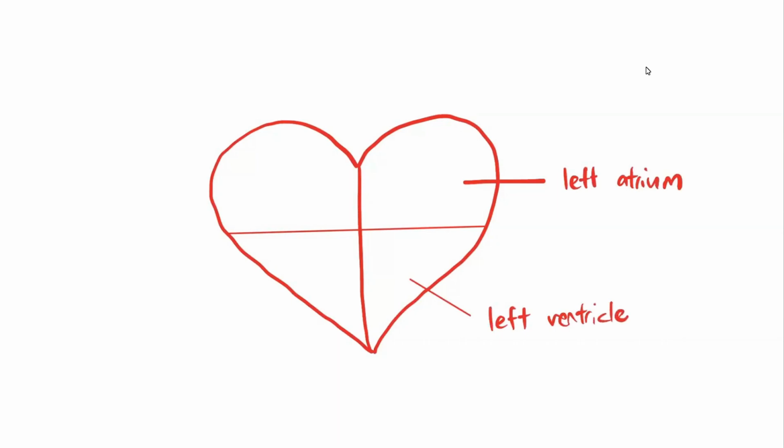Okay, then this one should be the right atrium, right? And then this side should be the right ventricle. Okay, then we talk about the blood vessels.